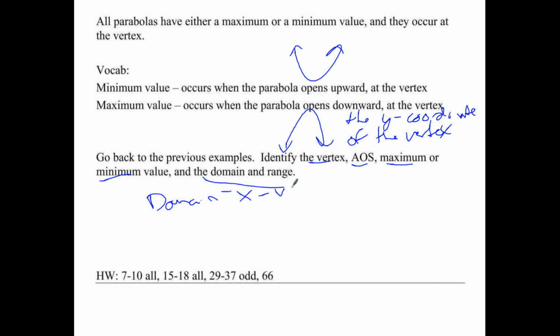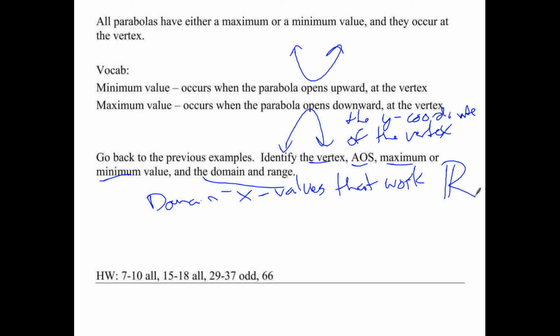X values that work. Meaning the x values that you can plug into the function and you will actually be able to get an answer for, okay? With these parabolas, there is not a single number out there that you can't plug in, which means that every single number works. And if that's the case, then the domain is going to be all real numbers for every parabola that we work with.